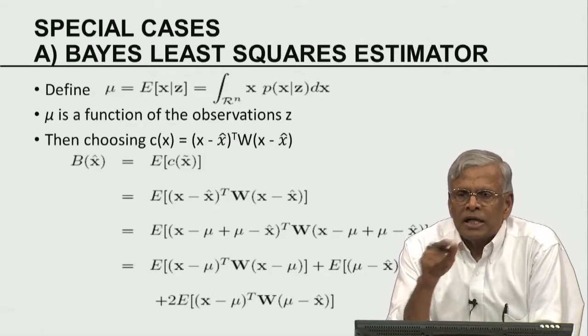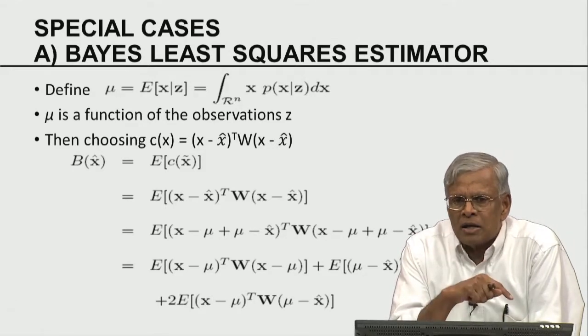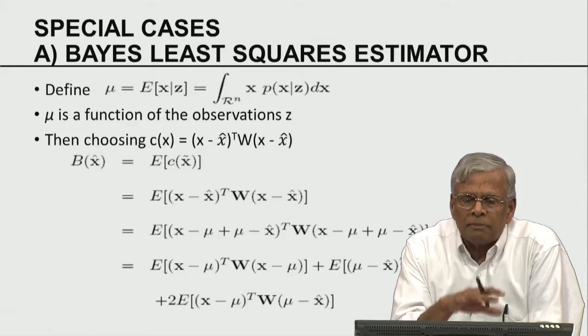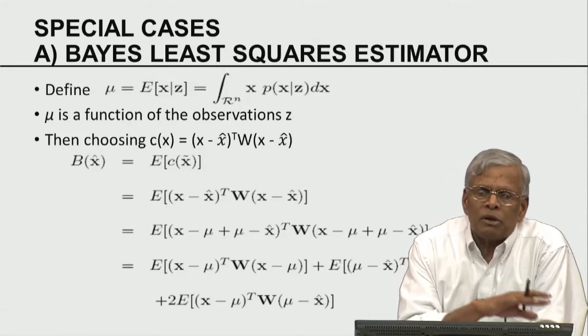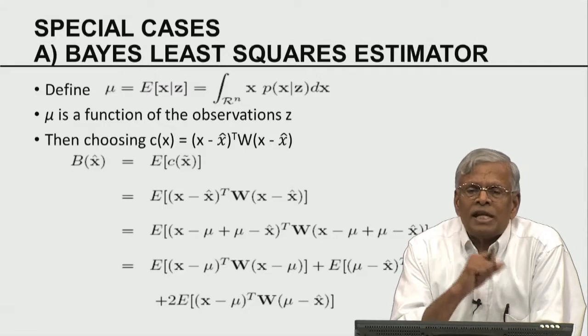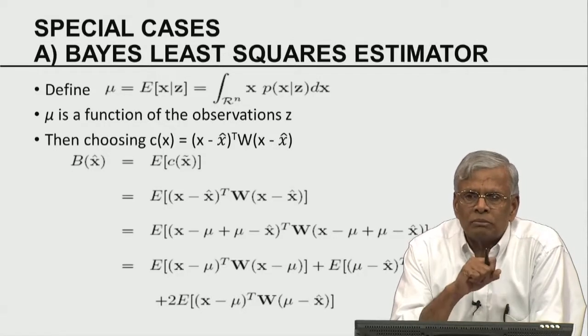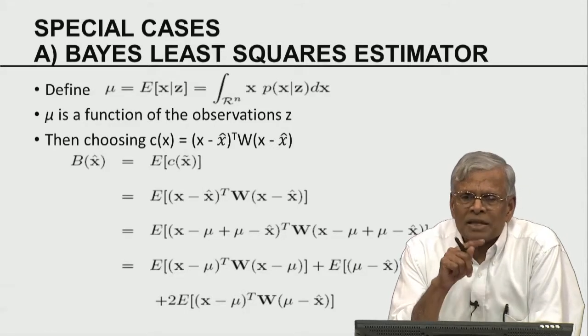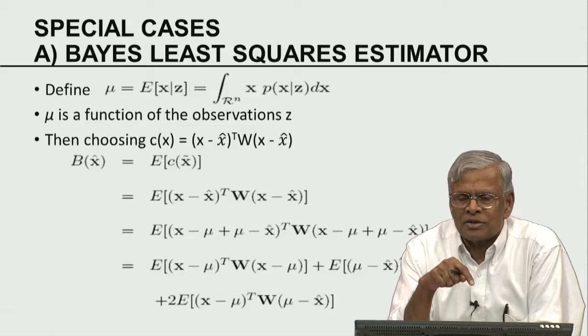What is the difference? In the statistical least squares that we saw in the previous talk, we are simply given the observation. Using the observation, we are going to be able to estimate the unknown. We were not given any information about the unknown. So that is what is called statistical least squares. What is the difference between that statistical least squares and Bayesian least squares?